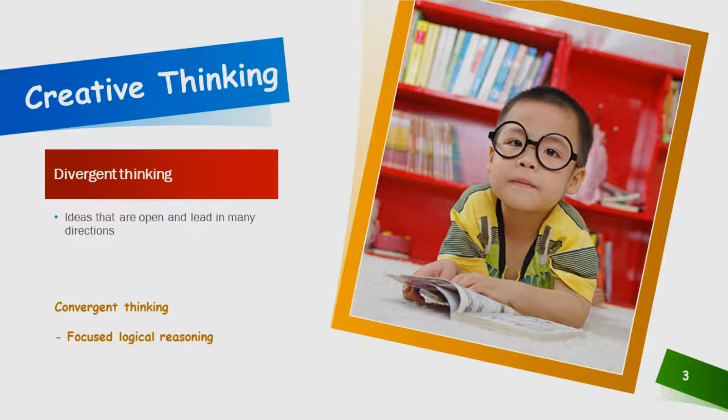Like, how many uses can you think of for a cup? Or, what is the most unusual use you can think of for a shoe? Now, the answers to these questions depend partly on having already acquired knowledge about the objects. And in this sense, divergent thinking depends partly on its counter, convergent thinking, which is focused, logical reasoning about ideas and experiences that lead to specific answers.